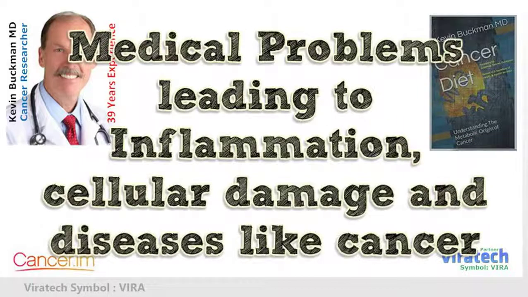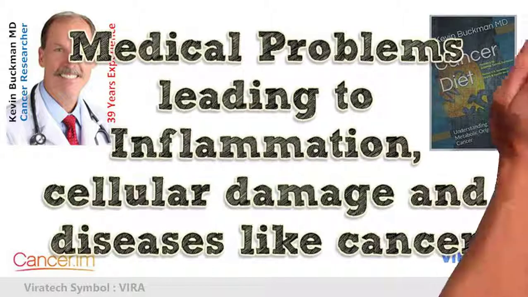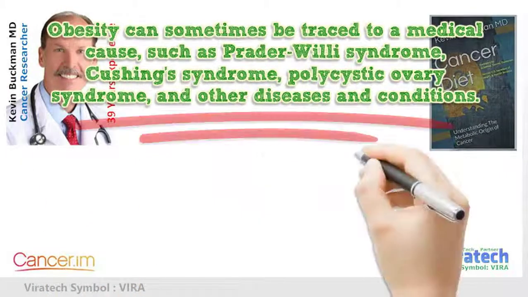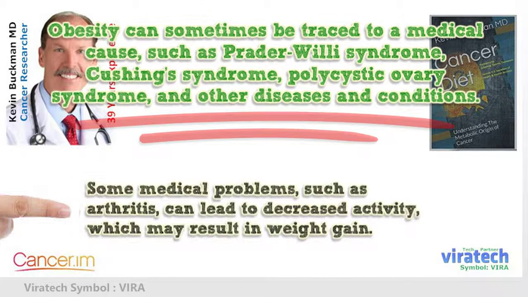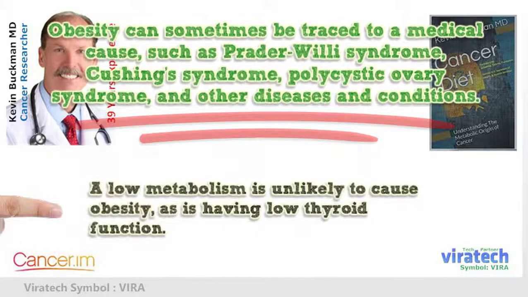Medical problems lead to inflammation, cellular damage and diseases like cancer. Obesity can sometimes be traced to a medical cause, such as Prader-Willi syndrome, Cushing's syndrome, polycystic ovary syndrome, and other diseases and conditions. Some medical problems, such as arthritis, can lead to decreased activity, which may result in weight gain. A low metabolism is unlikely to cause obesity, as is having low thyroid function.